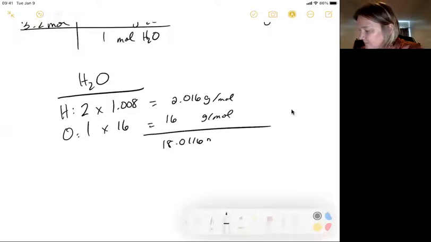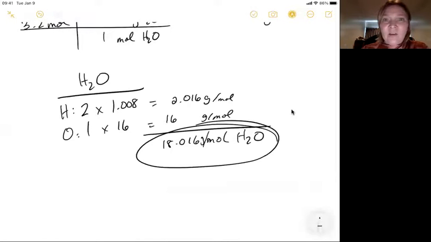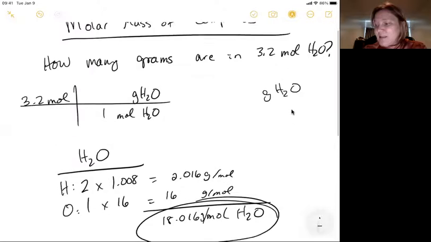Okay, getting a little slap happy with my pen. Okay, so 18.016 grams per mole of water. So you just add together all of the elements in the compound.